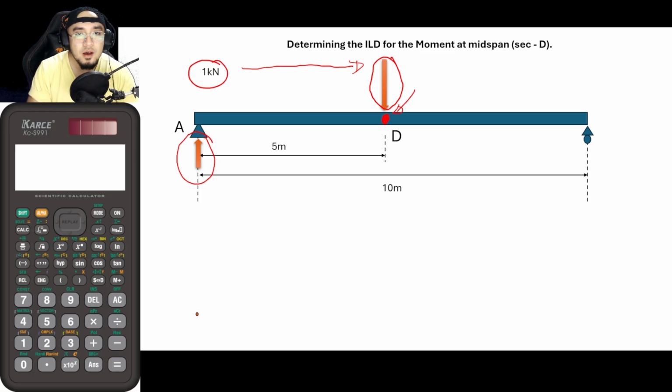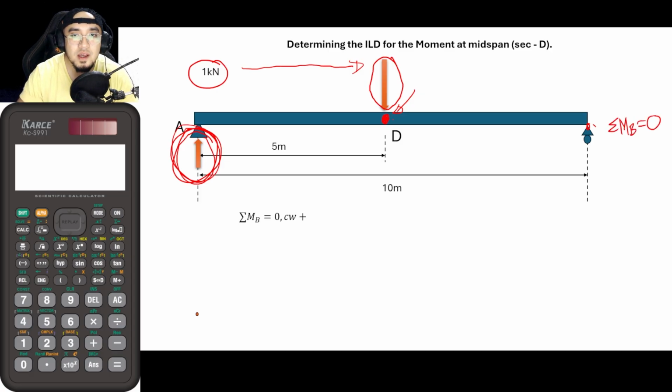Okay, so again, let us first get the reaction here in order for us to get the moment. So for the reaction here, we would be getting the moment at point B. So the summation of moment at B is equal to 0, because again, as you can see here, this is basically a roller support which does not have any moments. So sign convention, clockwise positive.